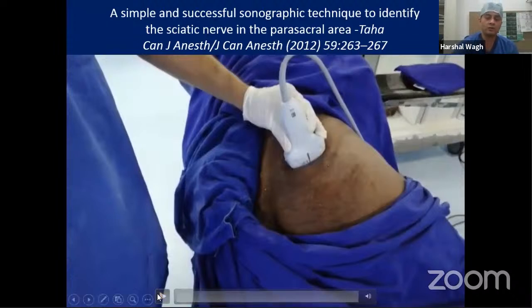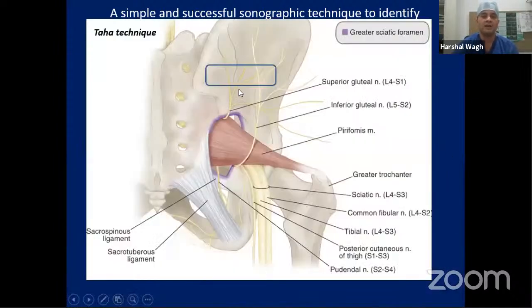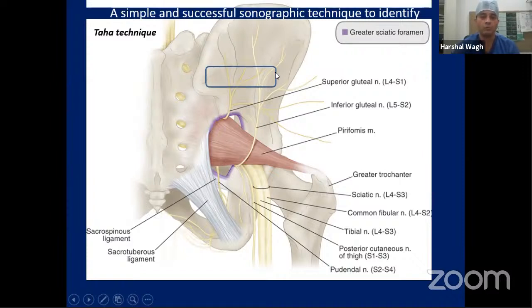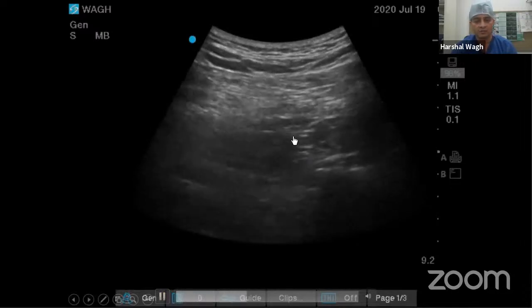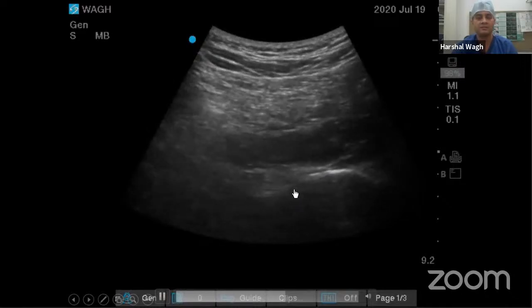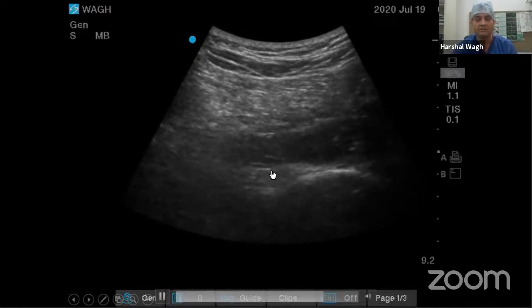So if I go back to the same anatomy picture, if I place the probe here, I'm going to see the gluteus maximus, gluteus medius, then the bony structure. As the probe moves down, there's going to be a little break in the continuity of that bone, and that represents the greater sciatic foramen through which the sciatic nerve is going to be seen emerging out. So the sonoanatomy picture is pretty much similar. That's the bony continuation, which gives a little break, which represents the greater sciatic notch. And one can see the sciatic nerve emerging through the greater sciatic notch.